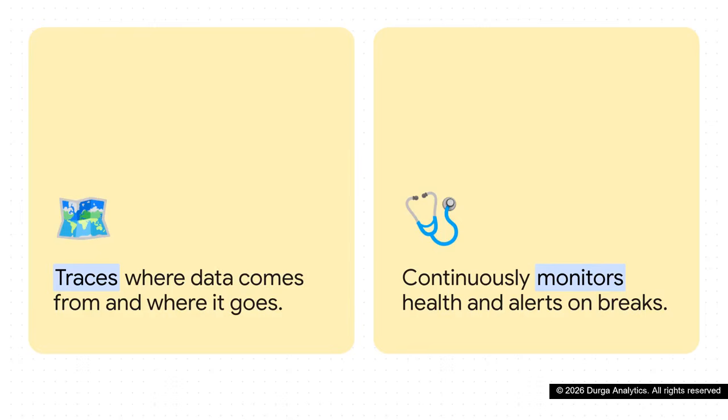Similarly, we see another really frequent mix-up between data lineage and data observability. Think of lineage as your historical map for audits and impact analysis. It traces exactly where data came from and where it goes. Observability, however, is more like an active heart monitor. It continuously watches pipeline health, checking freshness, volume, and schema, and it alerts you to silent data failures before they ever reach your consumers. So one traces the historical path, and the other checks the real-time pulse.